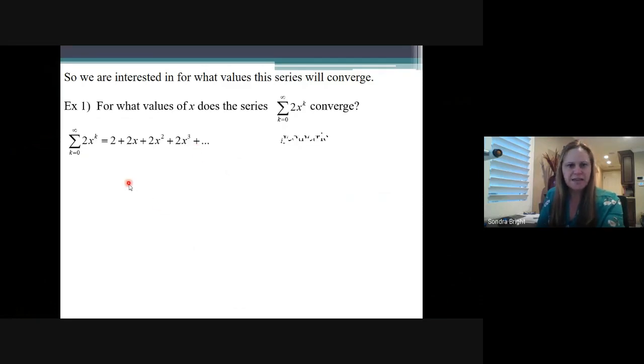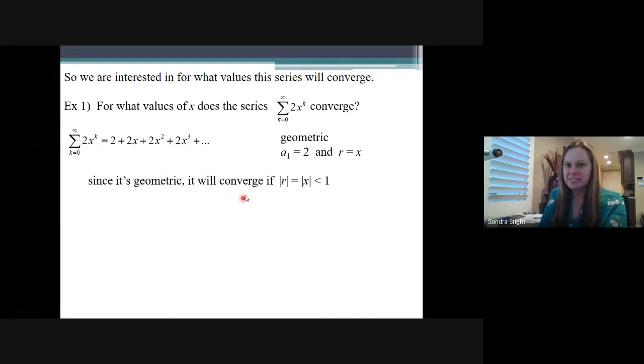So do you see that this is a geometric series? Your first term is 2, and then what's your common ratio? First term is 2. What did I multiply 2 by to get to 2x? X. Your r is x. And it's geometric, so that means that this will converge when the absolute value of r is less than 1, remember we did this yesterday. But your r is x, so that means it converges when the absolute value of x is less than 1.